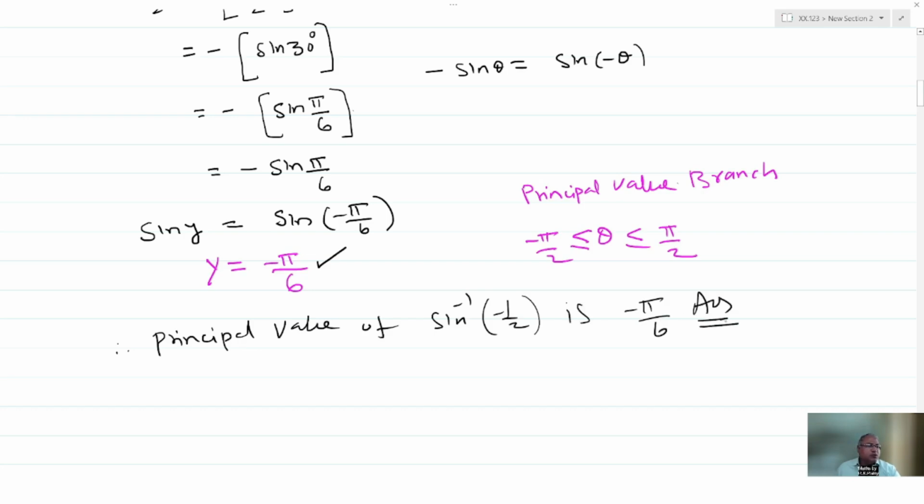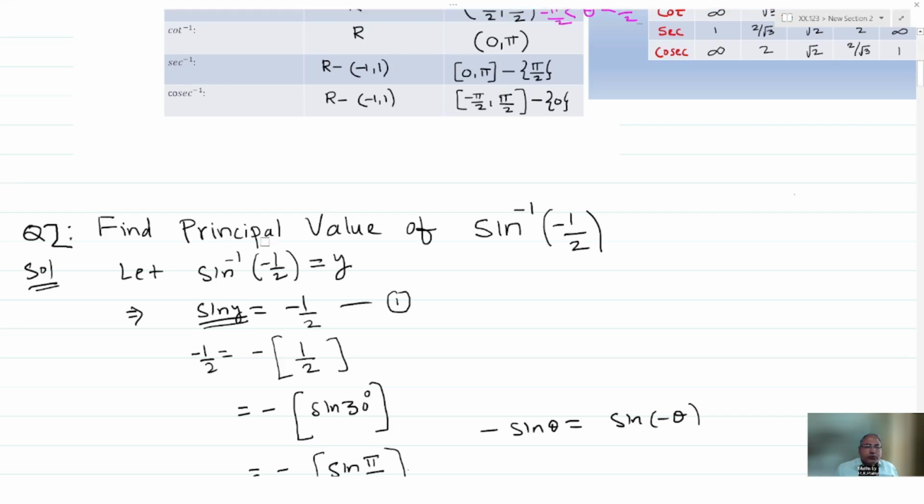This is the solution. Suppose here this minus is not given. So we need to find the principal value of sine inverse of 1 by 2. The steps remain the same. Sine inverse of 1 by 2 equals y. So sine y becomes 1 by 2. This minus will go away, everywhere.